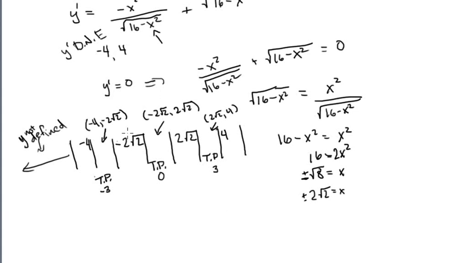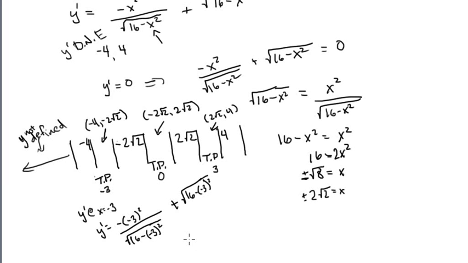These test points go back into your derivative. So y prime at x equal to negative 3, y prime will be equal to negative of a negative 3 squared divided by the square root of 16 minus negative 3 quantity squared, plus the square root of 16 minus negative 3 quantity squared.